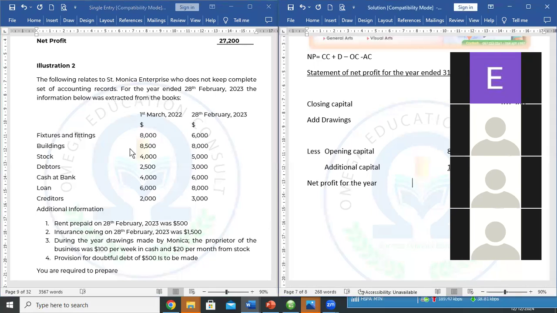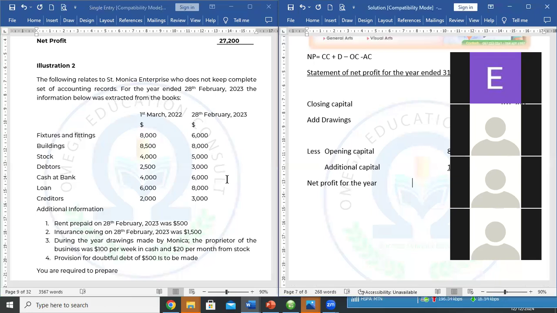Okay, so it means for you to be able to prepare your statement of net profit, you would have to prepare the statement of affairs, in this case, for both the opening and closing date to get your opening and closing capital. I think there's no additional capital here. No information suggests that she brought in more capital. So that one will be off, right? And then you go ahead to prepare.